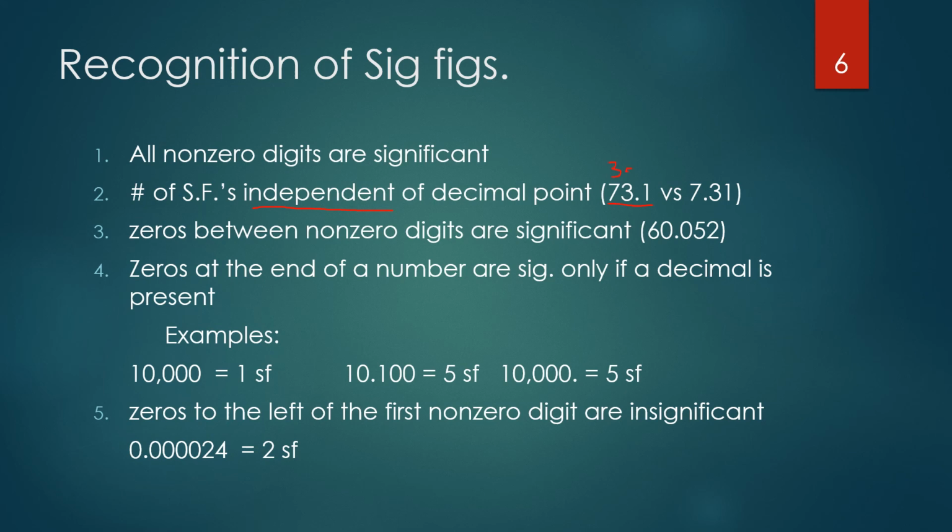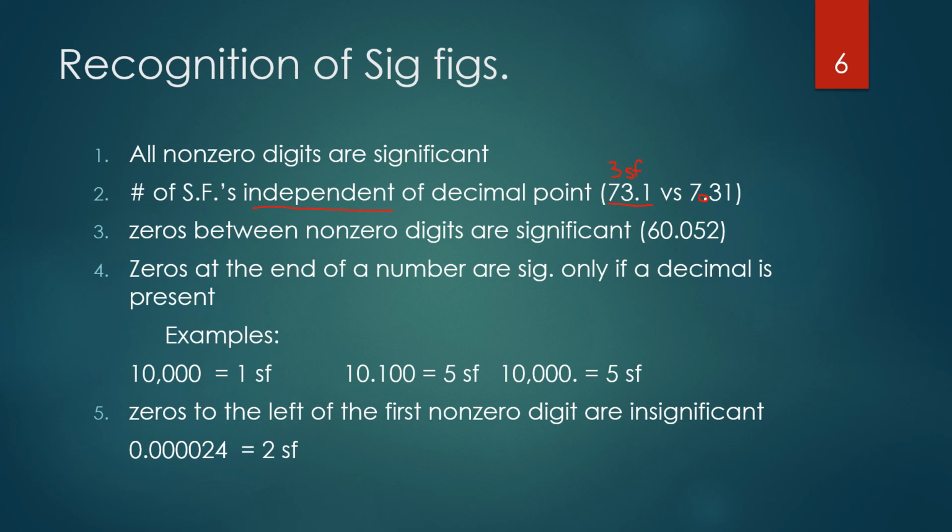Now, if I were to move that decimal point, so instead of being between the 3 and the 1, now I have it between the 7 and the 3. Did that change my number of significant figures? No, it did not, because it doesn't matter where the decimal point is because they're all non-zero numbers, so they all count.